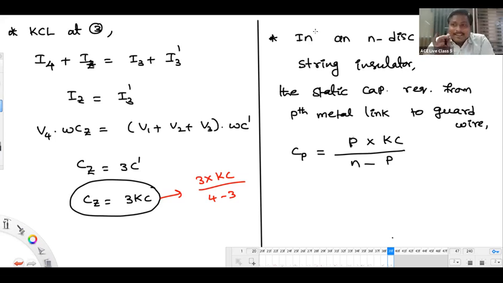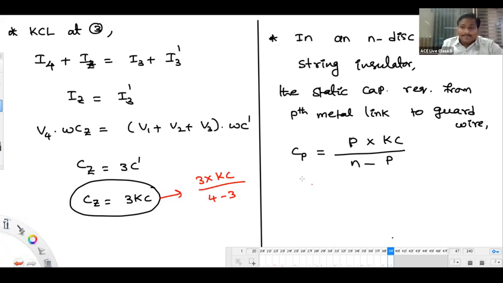Provided that, see one thing, listen, all of you. We have to use this formula provided that you are providing the guard wire up to the top metal link. Means for all metal links, if you are keeping the guard wire, this is the formula you have to use. But sometimes in the exam, they may say that the guard wire is provided only up to 1 metal link or 2 metal links. In that condition, you should not use this formula to calculate the static capacitance.